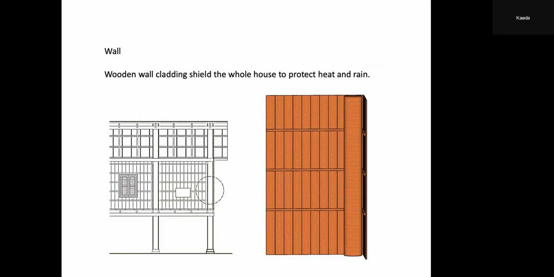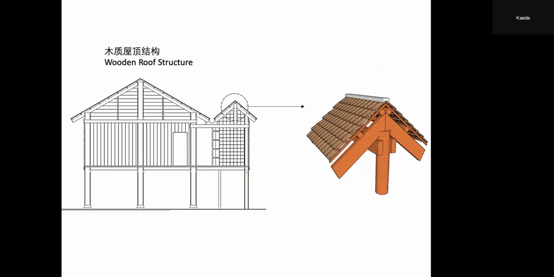Here is the structure supported by columns. The feature is the cavity between both sides to keep the air free from flowing in and out of the house. Therefore, the important thing of every house is air ventilation.